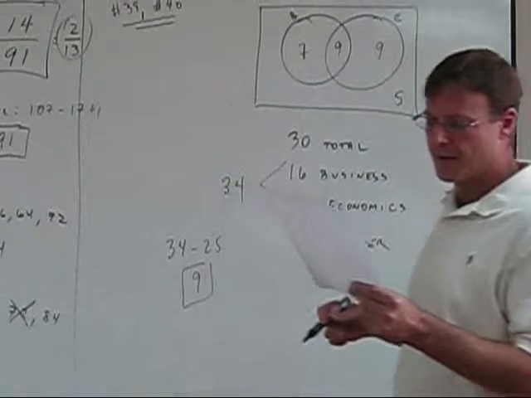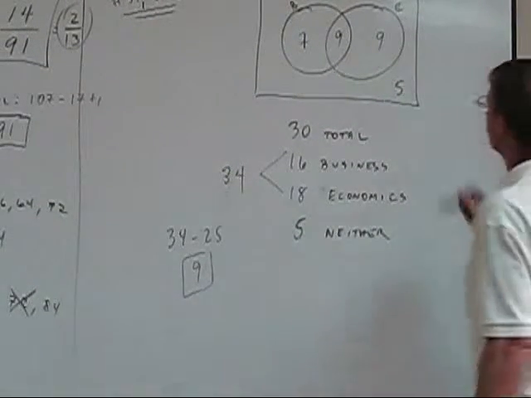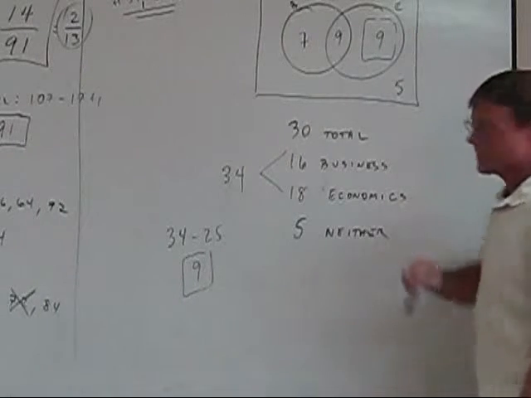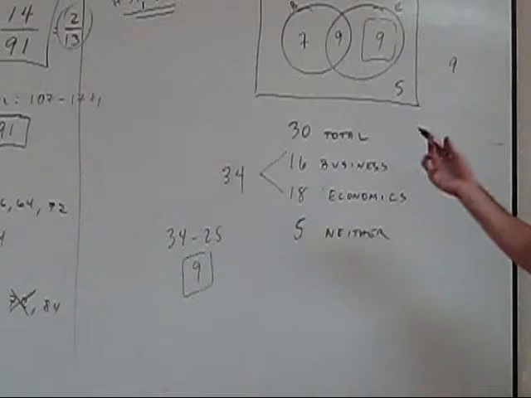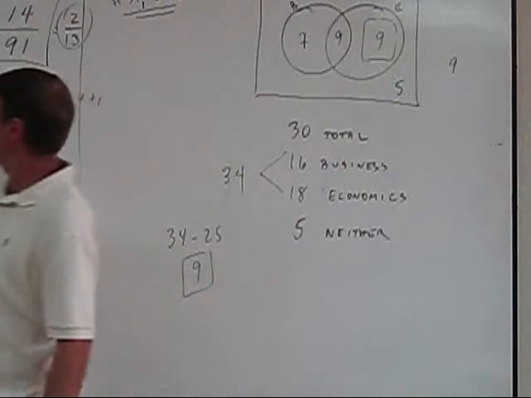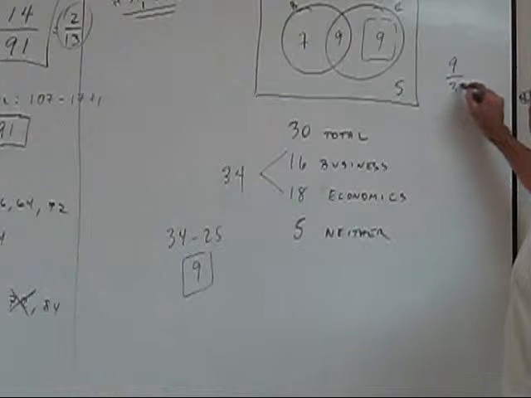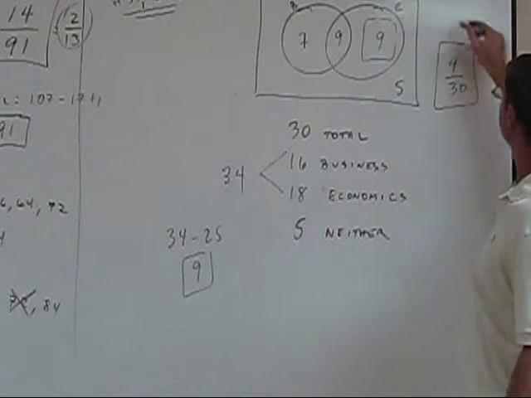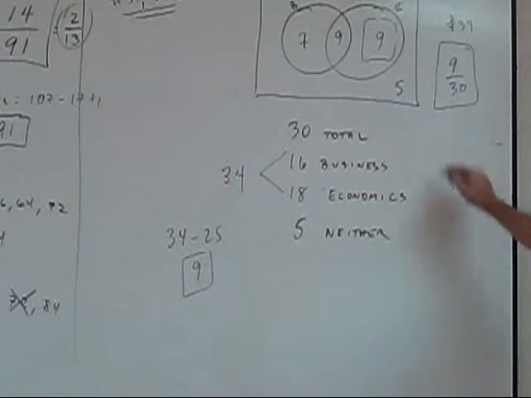Find the probability that a random student selected studies only economics. So this represents here the students that study only economics. That's 9 out of the total. Remember, probability is the number you wish to have divided by the total number. The total number of students is 30. So that's the answer to number 39. 9 out of 30.